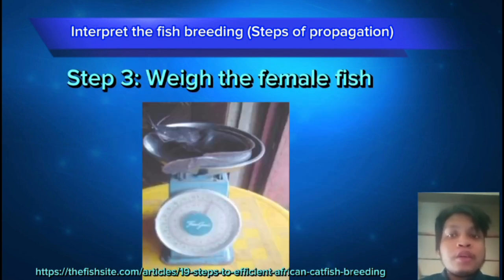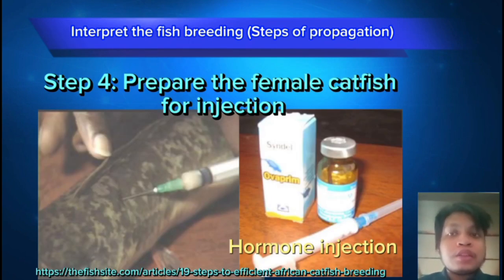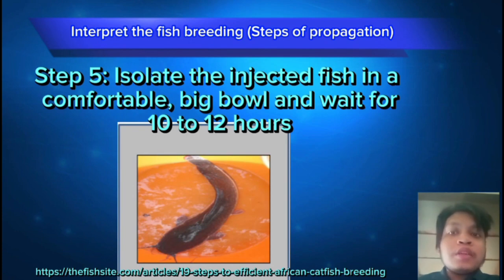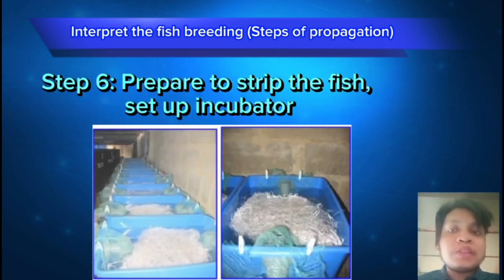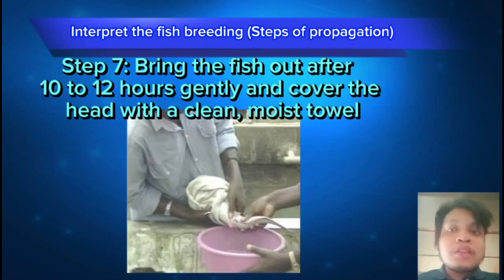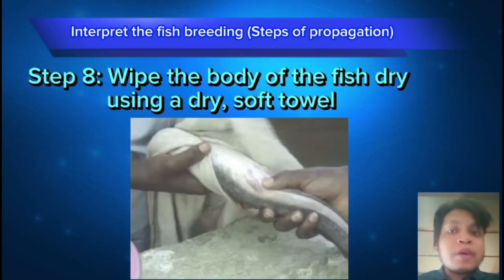Step 3, reach the female fish. Step 4, prepare the female catfish for injection. Step 5, isolate the injected fish in a comfortable big bowl and wait for 10 to 12 hours. Step 6, prepare to strip the fish. Set up the incubator. Step 7, bring the fish out after 10 to 12 hours gently and cover the head with a clean towel.